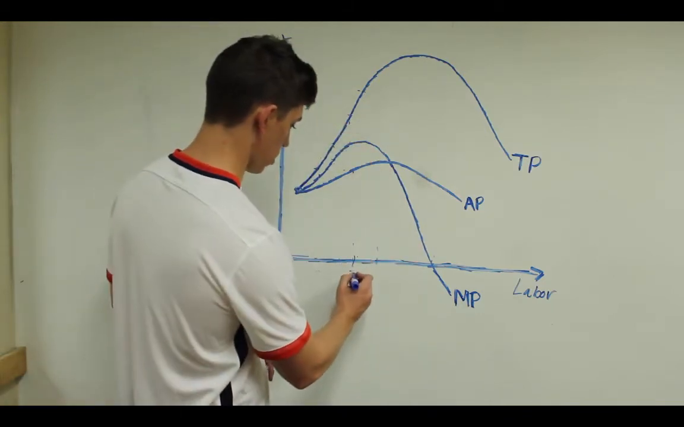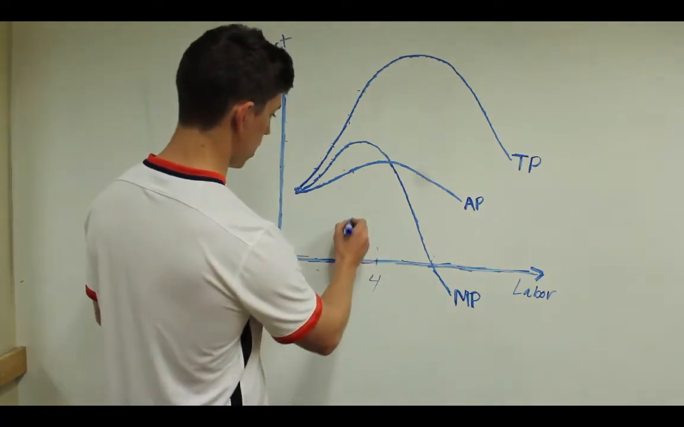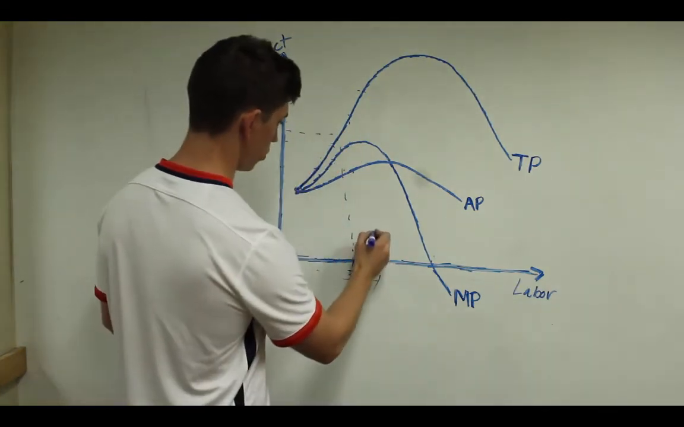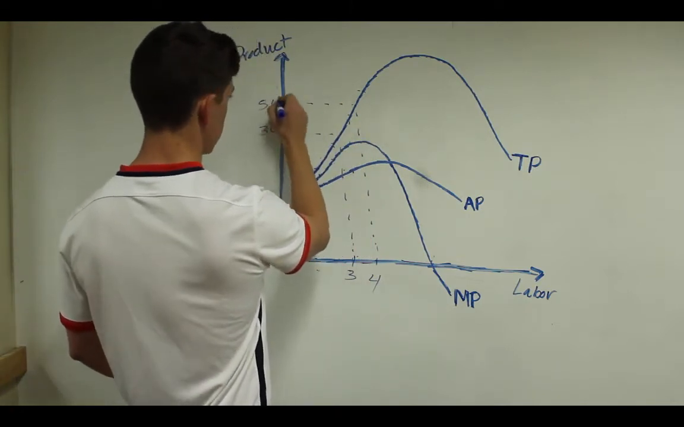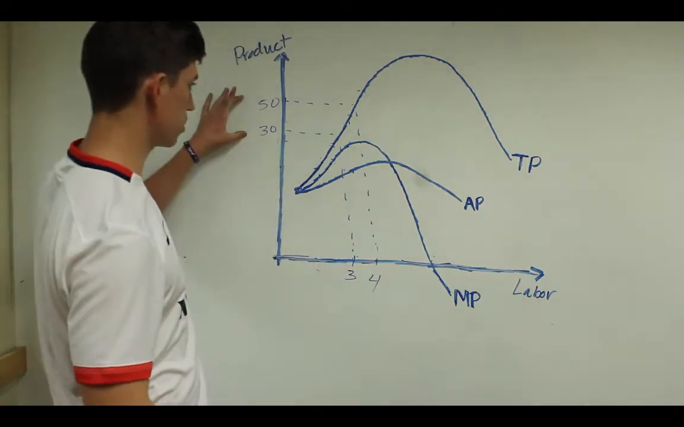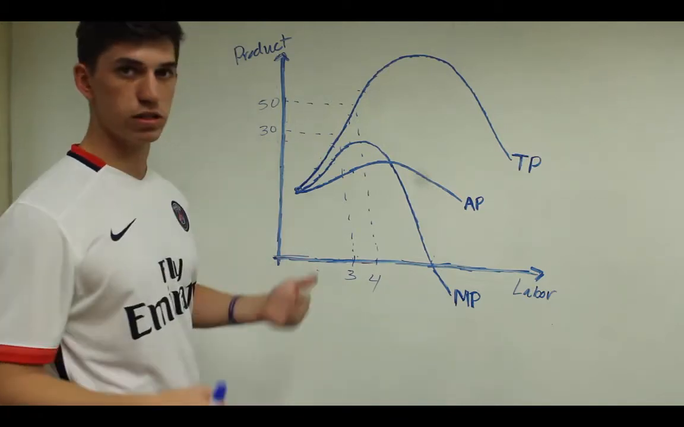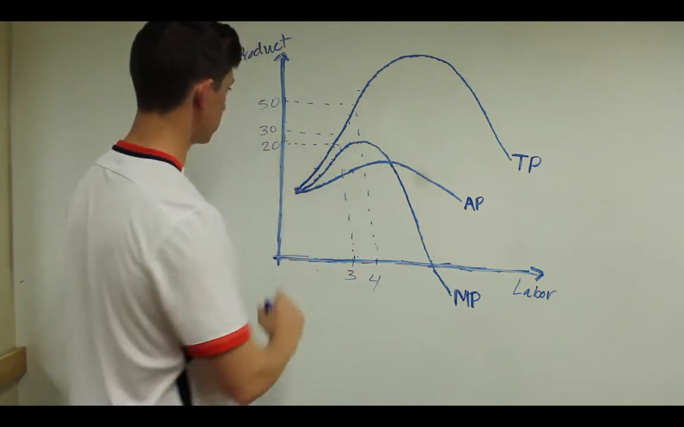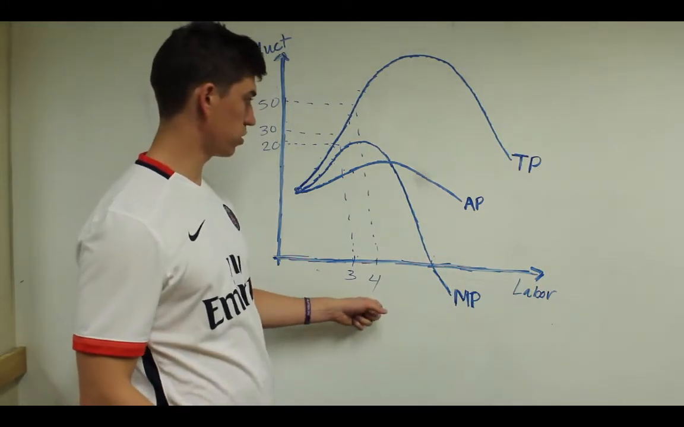So let's say I go from 3 to 4 workers here. 3 workers got me a total product of, let's say, 30. 4 workers got me a total product of, let's say, 50. Then I could say that the change from adding that additional worker is 20. When I went from 3 to 4 workers, I got a total product of 20 more units. But that 20 units is exactly what our marginal product is here. So obviously this isn't to scale entirely. But when I add the 4th worker, I get 20 additional units, and that's what our marginal product is.